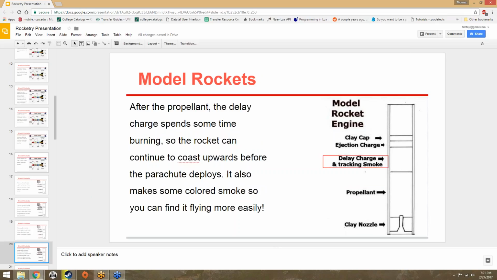So after the propellant, there is a delay charge, and it's labeled delay charge and tracking smoke. It spends some time burning after the propellant is done, so that the rocket can continue to coast upwards before the parachute deploys. Because essentially, inertia is a thing. Even though the propellant is no longer burning, the rocket will still be experiencing some upwards inertia.